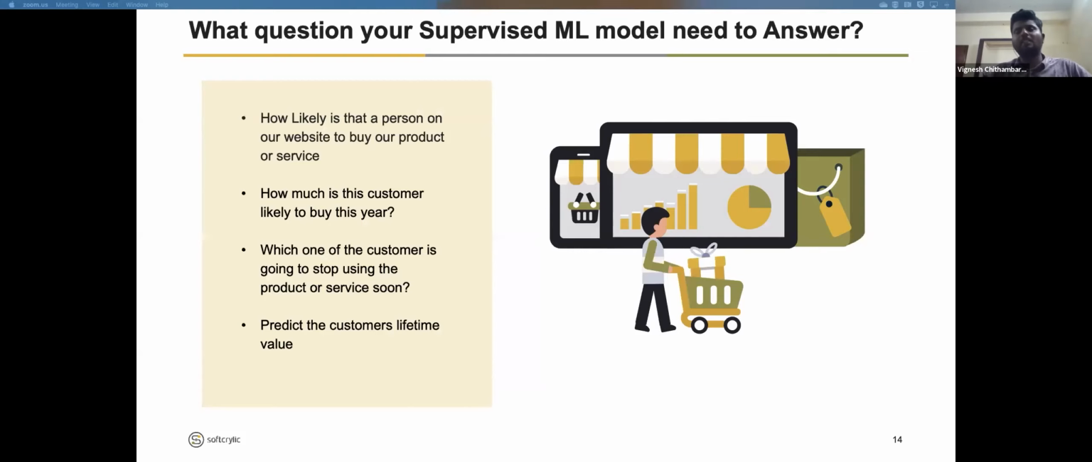So let us see some of the common use cases, or in our terms, the questions which you are trying to ask. How likely is a person on your website to buy a product or a service? Or how much is a customer likely to buy this year? Which one of the customers is going to stop using the product or service soon? Or predict the customer's lifetime value. These are some of the questions which you can get answered using a supervised machine learning model.